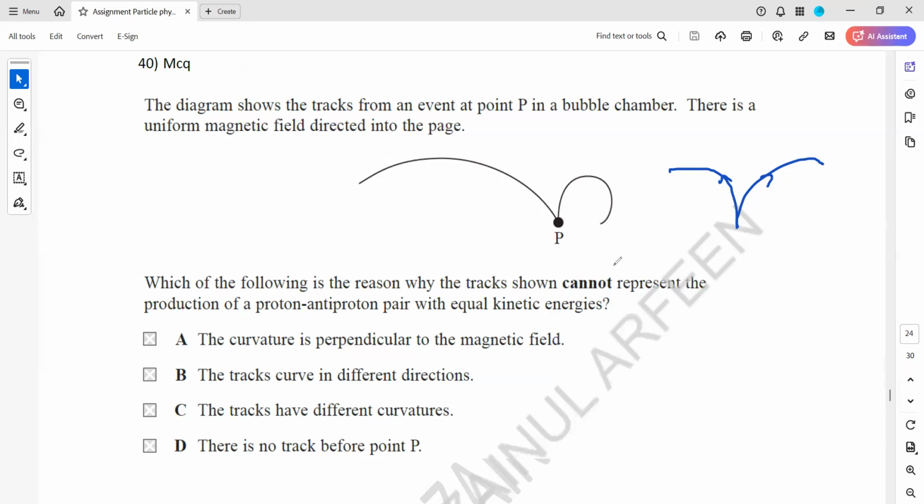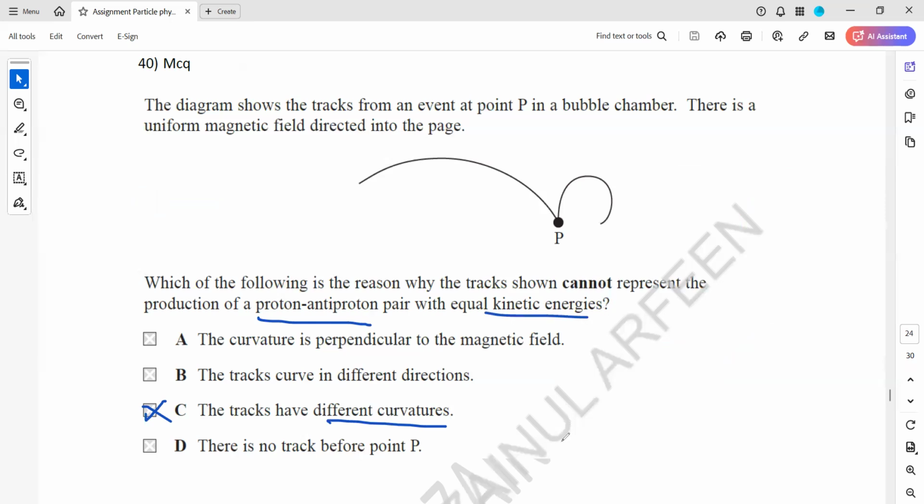And there is no track before point P. If a proton and antiproton, a particle and antiparticle, are produced, definitely the total charge should be conserved. So initially it is a neutral particle, and a neutral particle does not give us any track. Like there is no track for the neutron. Why does a neutron not give any track? Because it's a neutral particle, so it does not cause any ionization. So the tracks have different curvature. That's why it cannot show the proton and antiproton with the same kinetic energy.